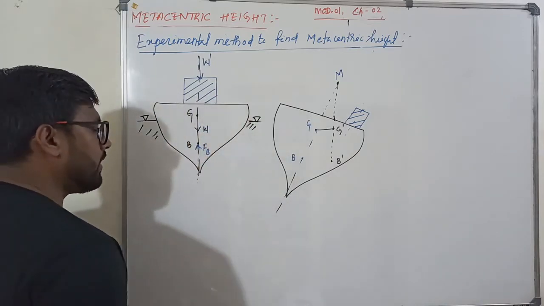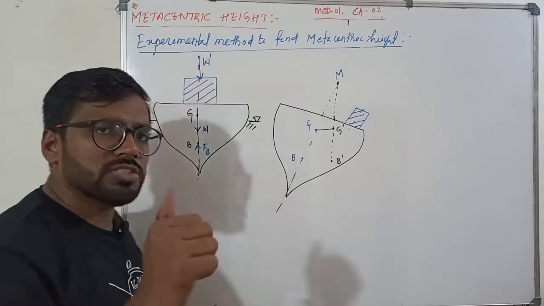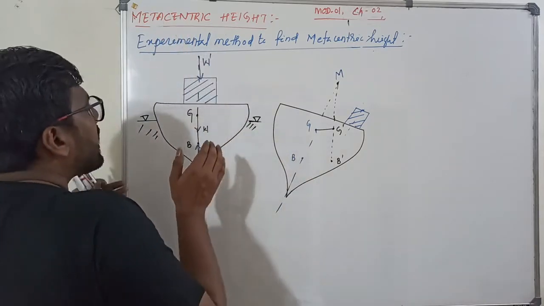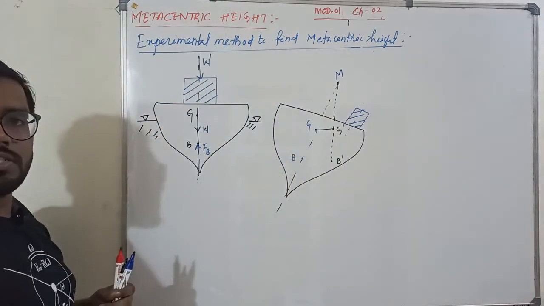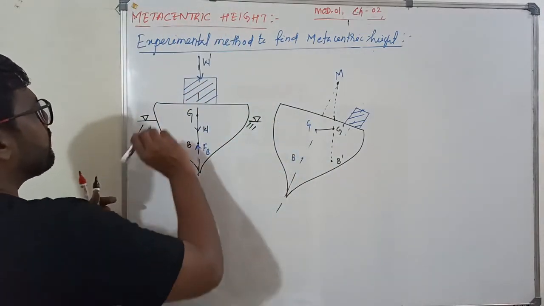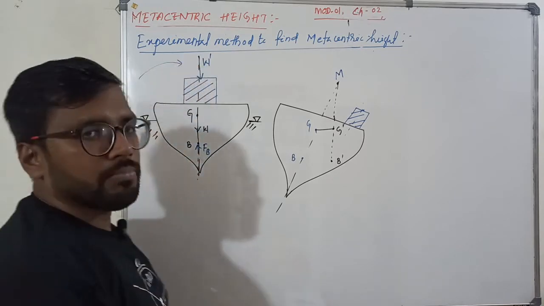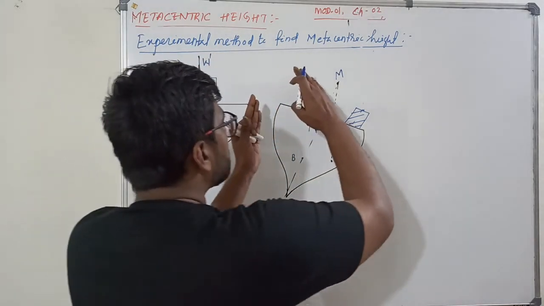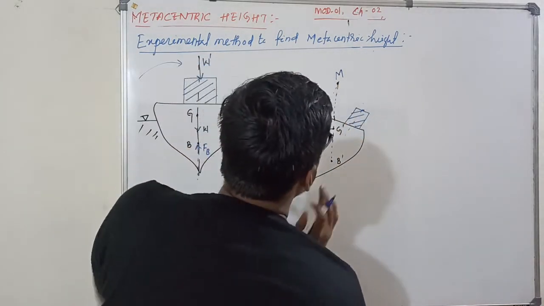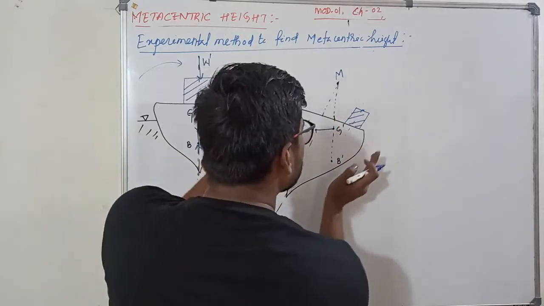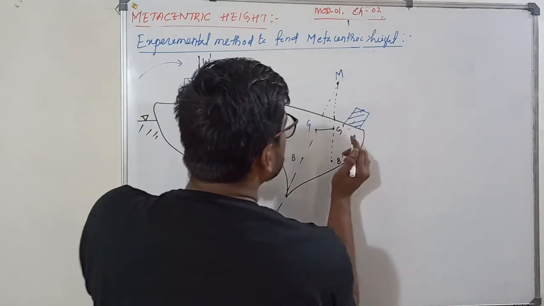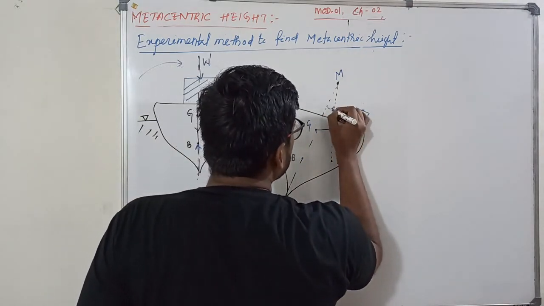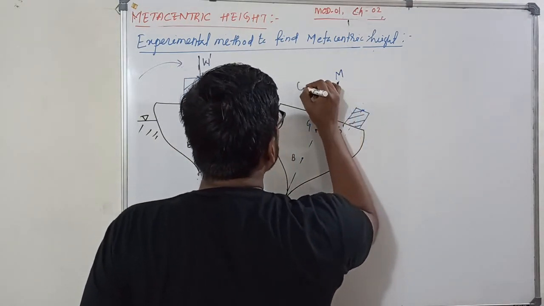B is the center of buoyancy and the force of buoyancy is acting through the center of buoyancy. Now what I have done is, I have kept a load W dash on this ship. Now I'll give it a disturbing couple. Because I have given it a disturbing couple, the ship has tilted. This is the back view of the ship. This ship has tilted and it has made some angle theta.